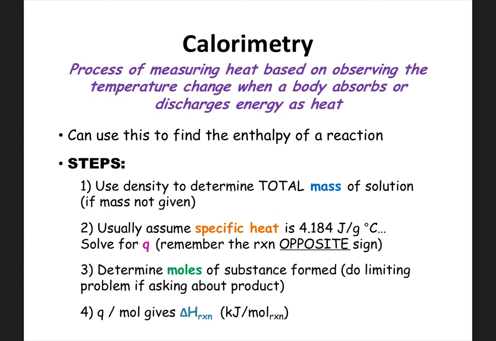And you might even have to do a limiting problem if it's asking about one of the products. But the key is if you take that Q, right, get it to kilojoules, and then divide it by your moles, that'll give you your delta H of the reaction. Think about it, you'd be in kilojoules per mole of the reaction here. So we can take this idea of Q equals MC delta T, find Q, and then get it to kilojoules per mole to be able to have our enthalpy change of a reaction. But there's some different variations of these problems, so obviously we need to look at some examples.